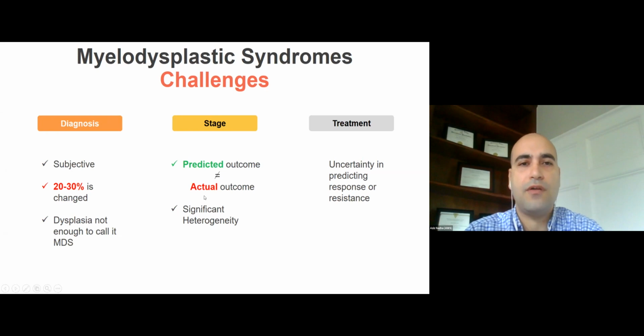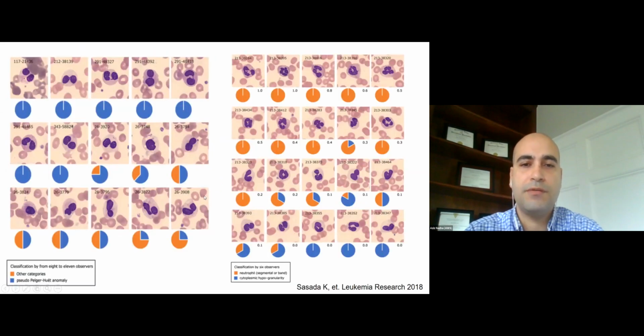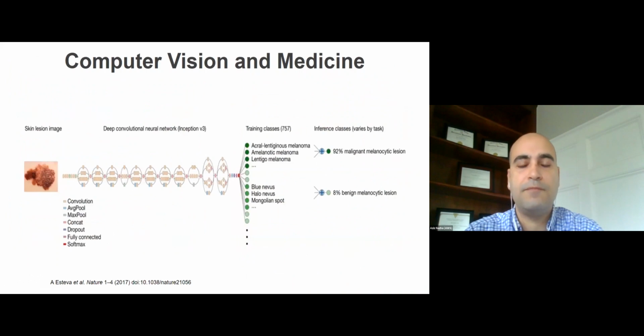So how can we solve these problems? We'll start with diagnosis. As I mentioned, if you take a pathology slide and show some dysplastic cells to multiple pathologists, you find that these pathologists may interpret the dysplasia differently. So what you see on this slide is that this study asked multiple pathologists to think about dysplastic changes in the myeloid cells, and you see the discordance between the blue and orange in some of those cells. There's a lot of subjectivity.